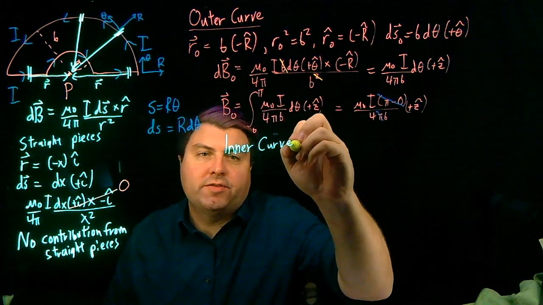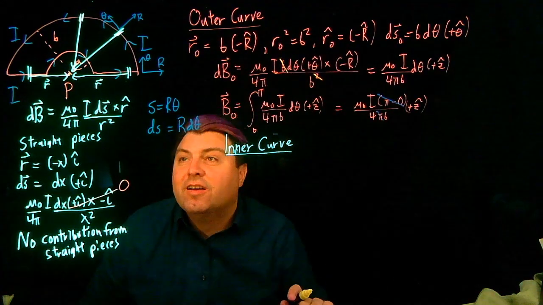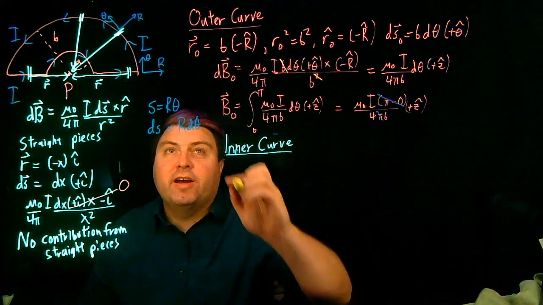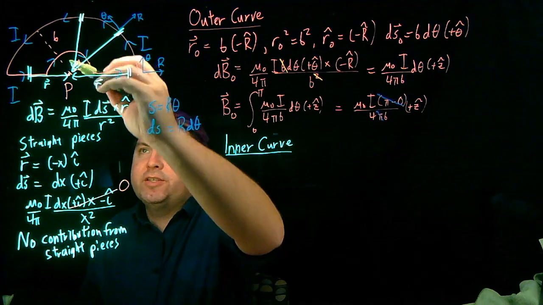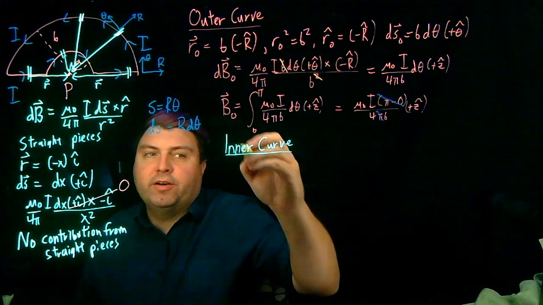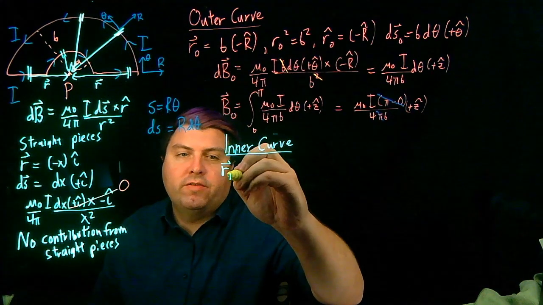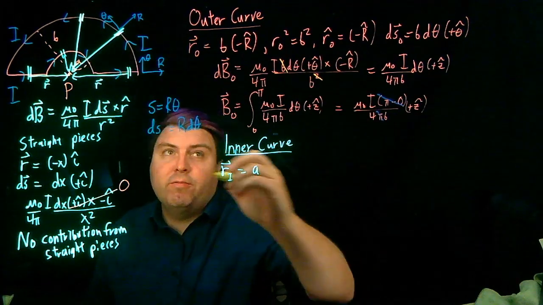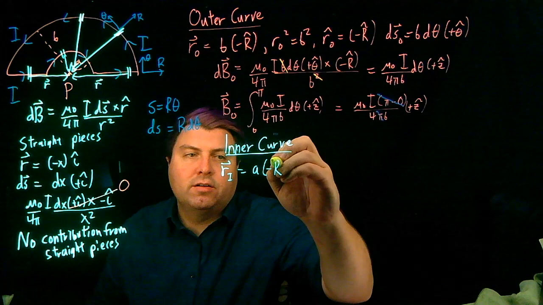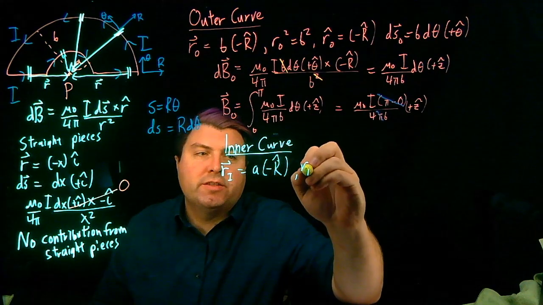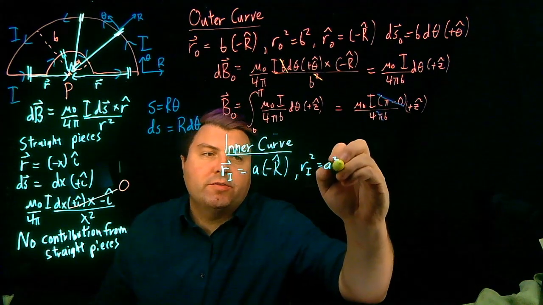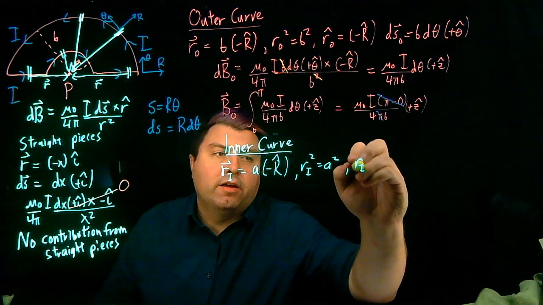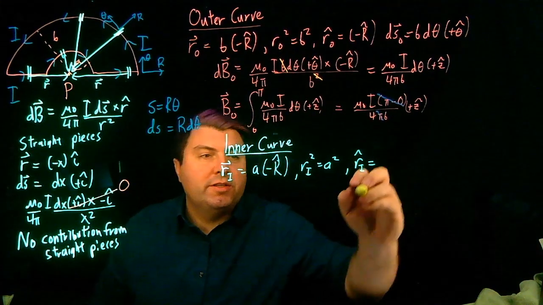We're going to have a lot of stuff be very similar, so we'll hopefully go a little bit faster. Now we have to travel a distance a from here to here. So our R vector for the inner is going to be a, but we still have to go in the same direction, negative r hat. That means our r squared is going to just be a squared. Our r hat is still negative r hat.